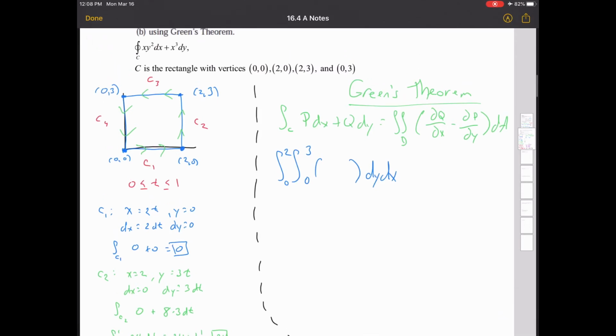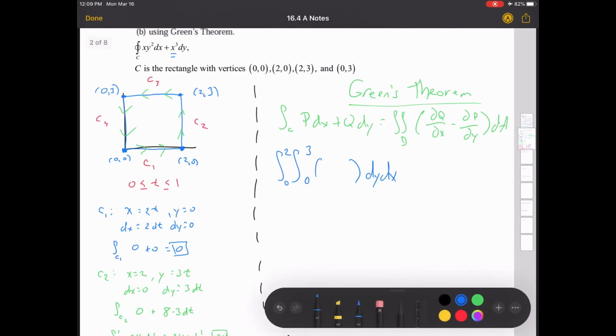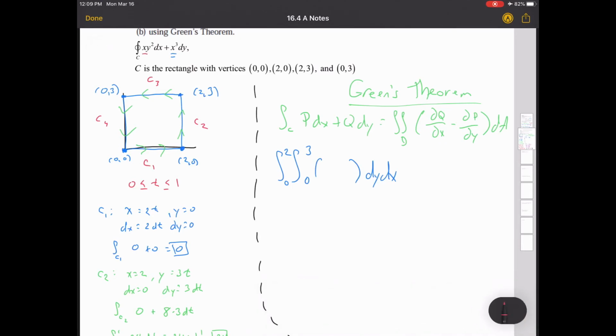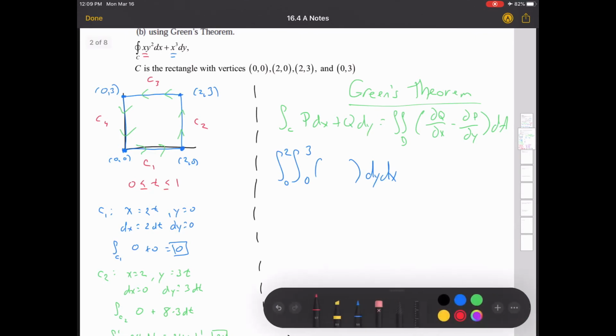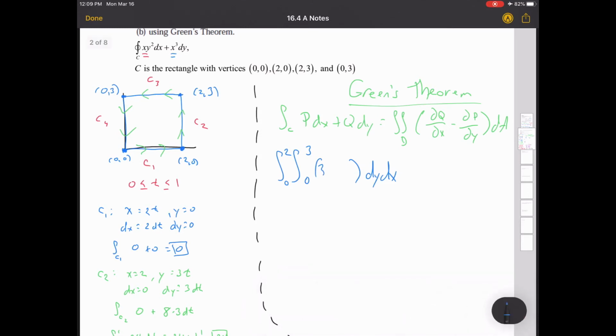dQ/dx, now remember Q is the second one. This right here is Q. And then the one underlined here in red is P. So dQ/dx, the derivative of Q with respect to x, is going to be 3x squared. And then the derivative of P with respect to y is going to be 2xy.